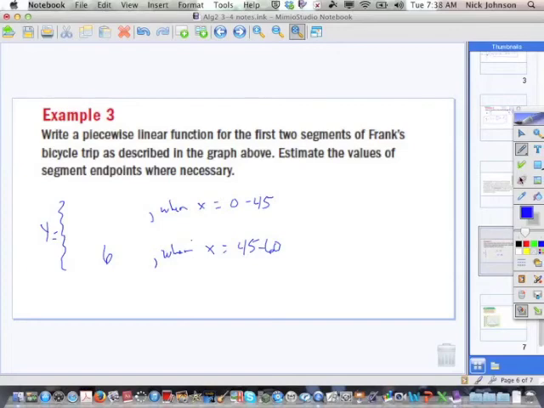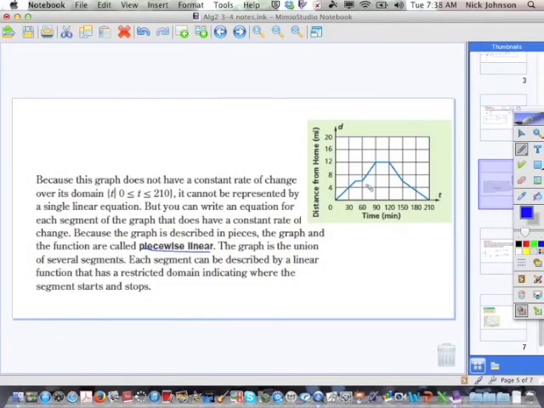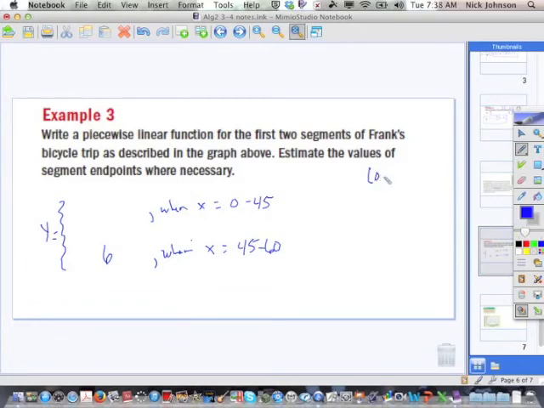So, we've got to get a point. Actually, we need 2 points. Well, (0, 0) and (45, 6), right? y2 minus y1 gives me 6. 45 minus 0 gives me 45. 6 divided by 45, we know 3 goes into both of those. 3 goes into 6 twice. 3 goes into 45 15 times. So 2/15 is my slope.